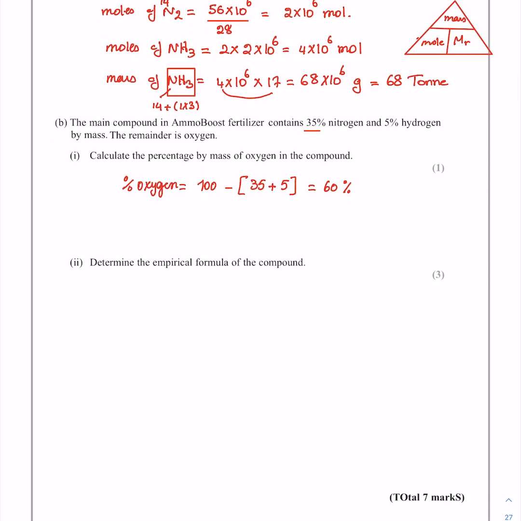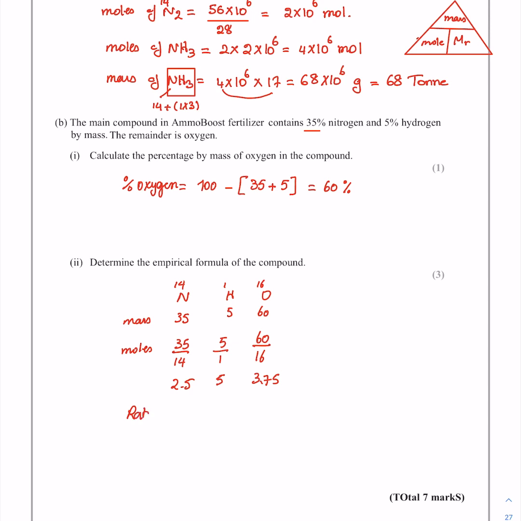Determine the empirical formula of the compound. بنحط النيتروجين اللي هو 35% ونحط الهيدروجين اللي هو 5% ونحط الأكسجين اللي هو 60%. وبعد كده بعد ما كتبنا ال percentage as masses in grams بنحولها لمولز. هنا هتبقى 35 over 14 وهنا هتبقى 5 over 1 وهنا هتبقى 60 over 16. طيب 35 divided 14 تطلع 2.5 moles و 5 over 1 ب 5 و 60 over 16 ب 3.75.